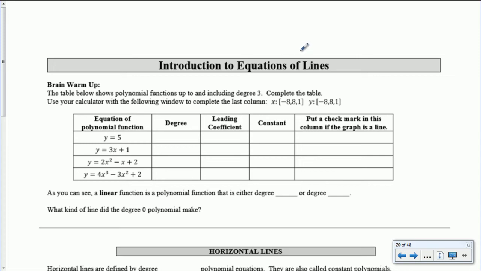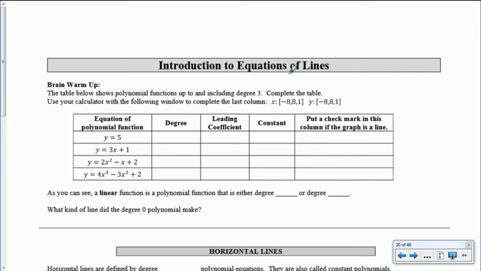Good morning, everyone. Today we're going to be starting on equations of lines. So a bit of a brain warm-up today. Feel free to pause the video and try this out on your own. Some of the skills that you should have already: being able to identify the coefficient, constant, and degree of a polynomial. So maybe pause it for a sec, try to fill this out, and I'll go through it right now.